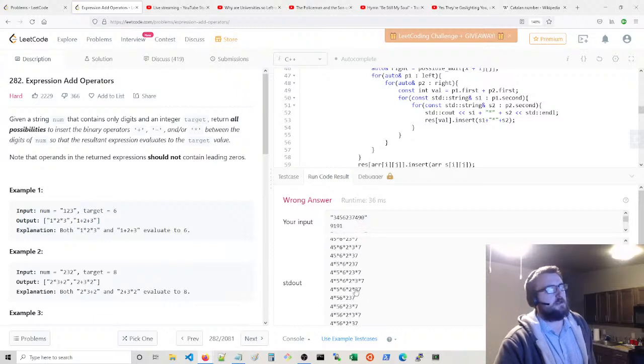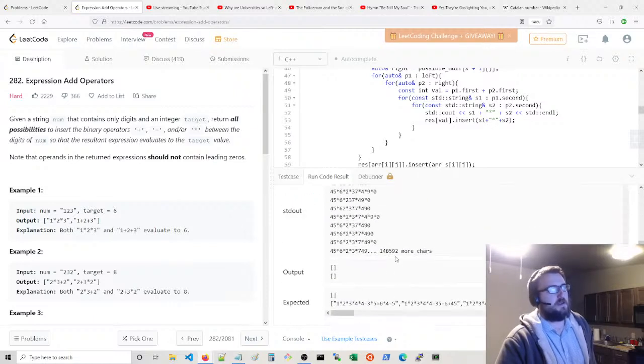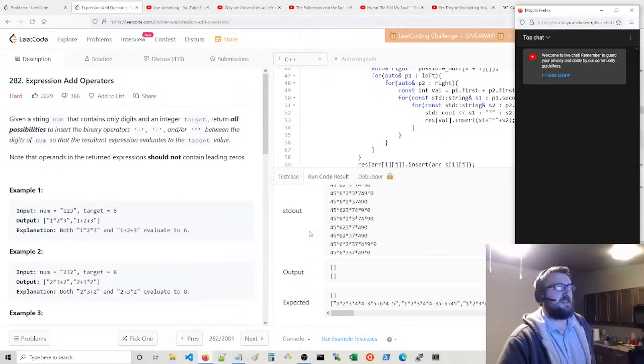Something to mention here too is all these different numbers we could produce. There's so many of them. There are so many. As I said, there's like 16,000.